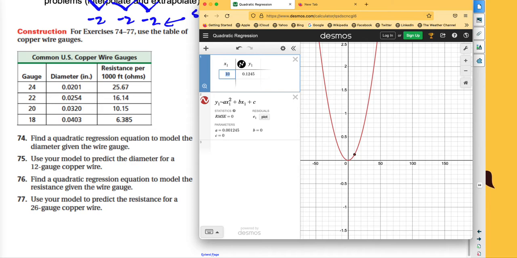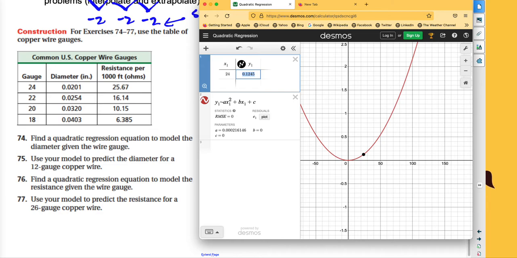Now, question 74 is probably a better example for us to do together because it's got 3 columns. Question 74 says, find a quadratic regression equation to model the diameter given the wire gauge. I'm only going to use the first 2 columns because those are the 2 things it mentioned. It doesn't say anything about resistance. That's question 76. Let's type in those 4 pairs.